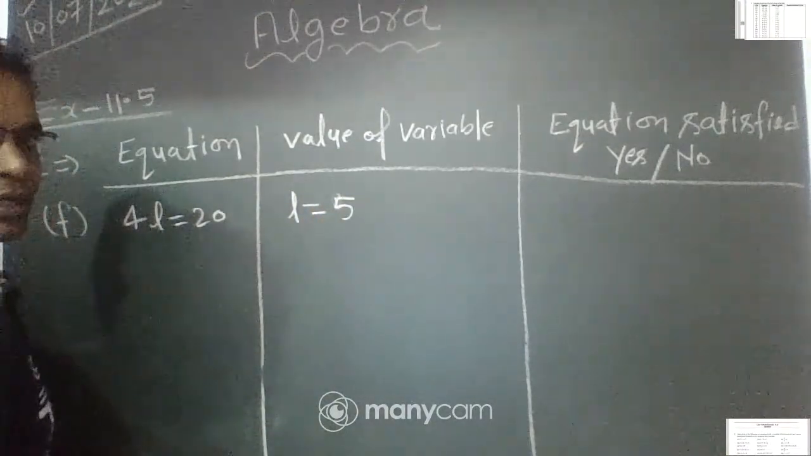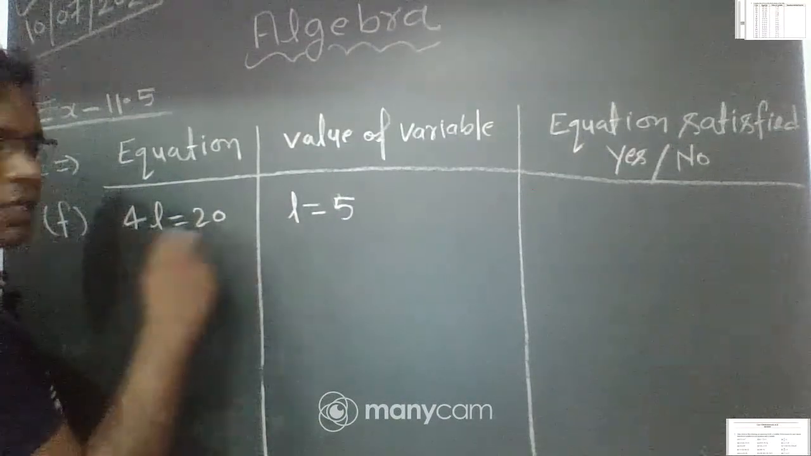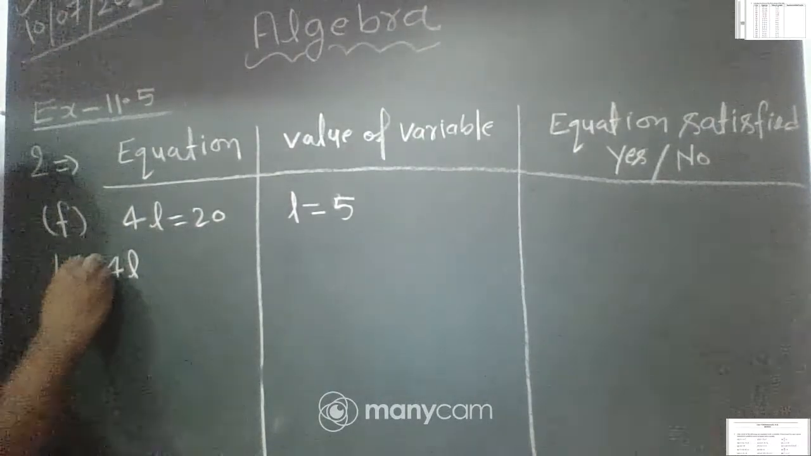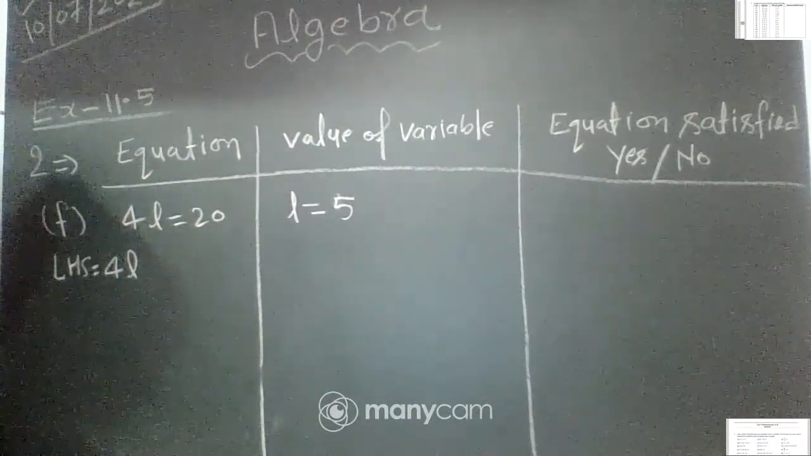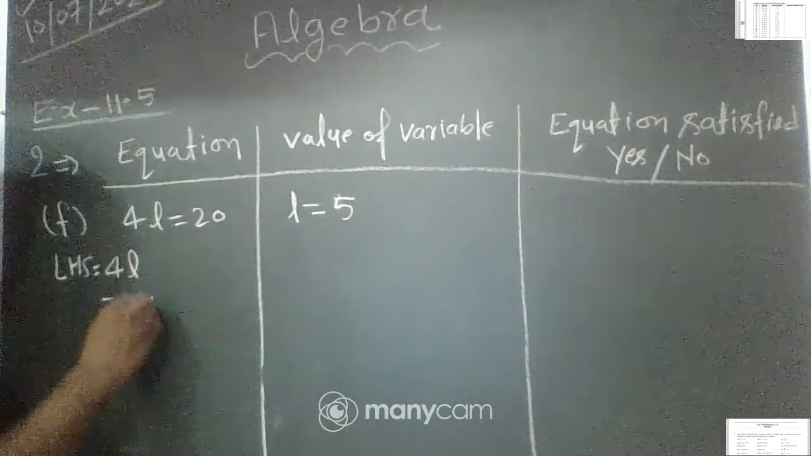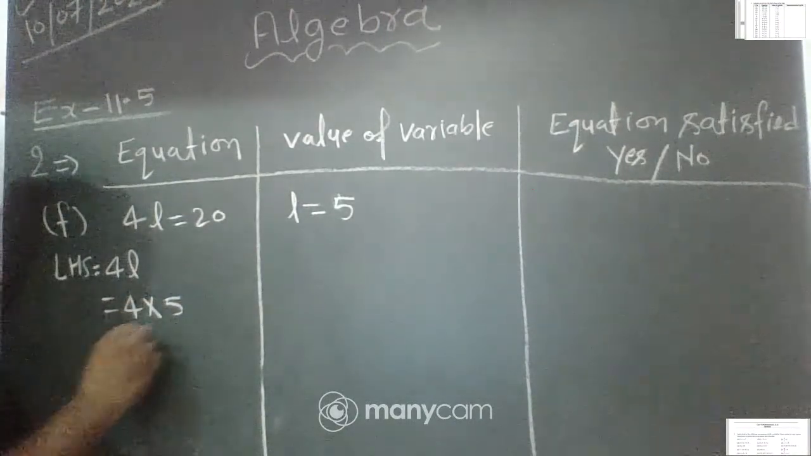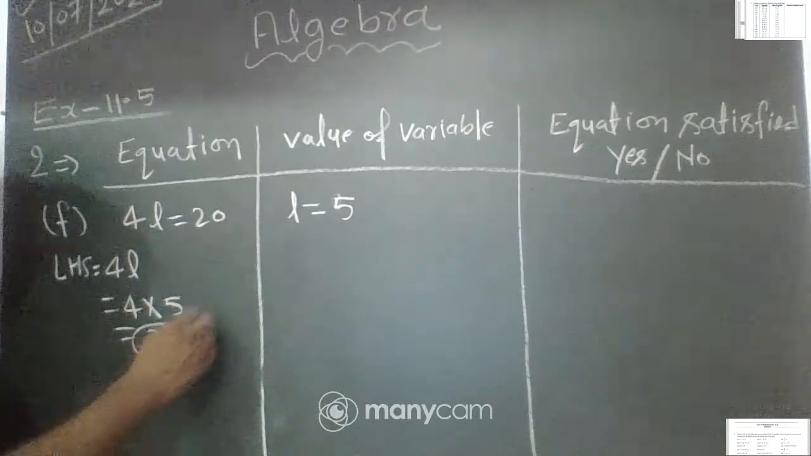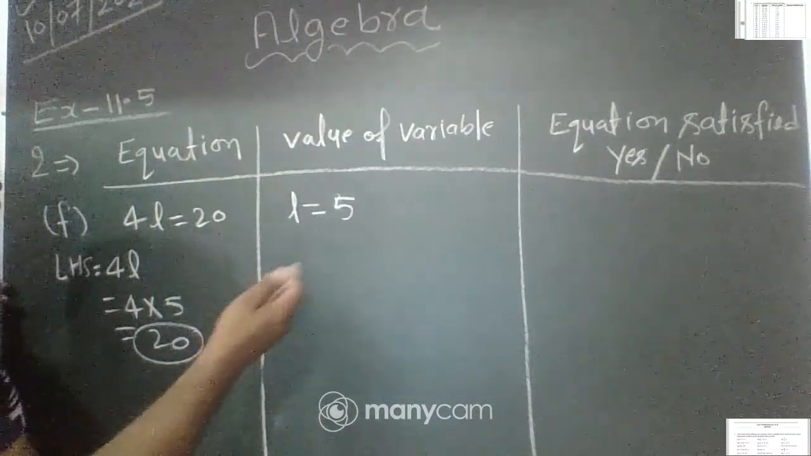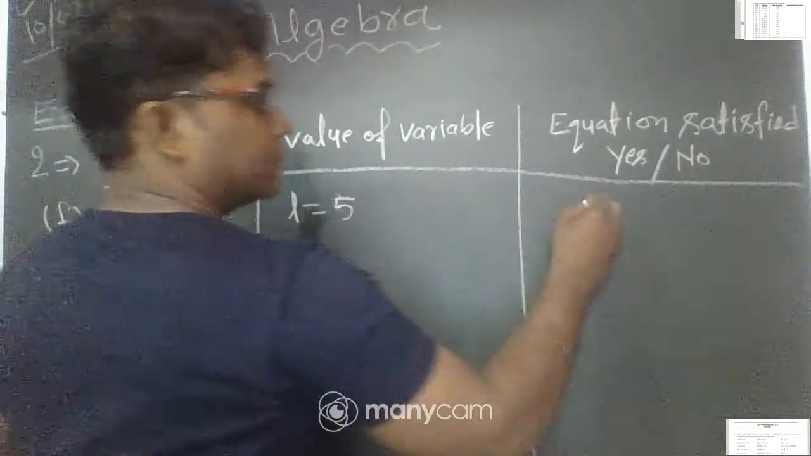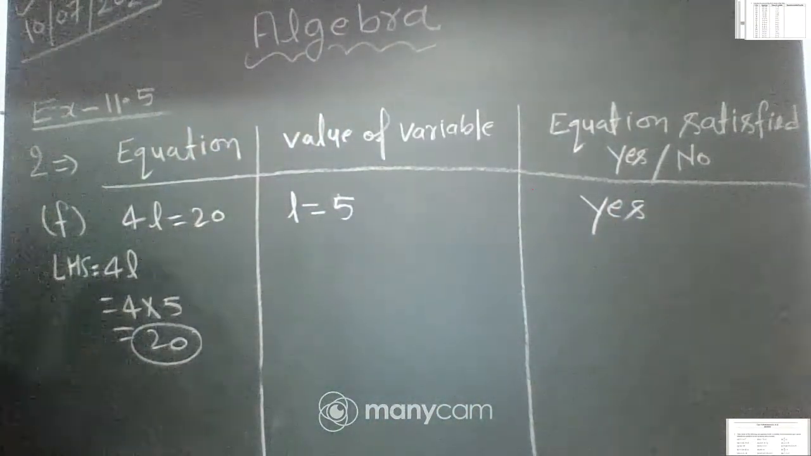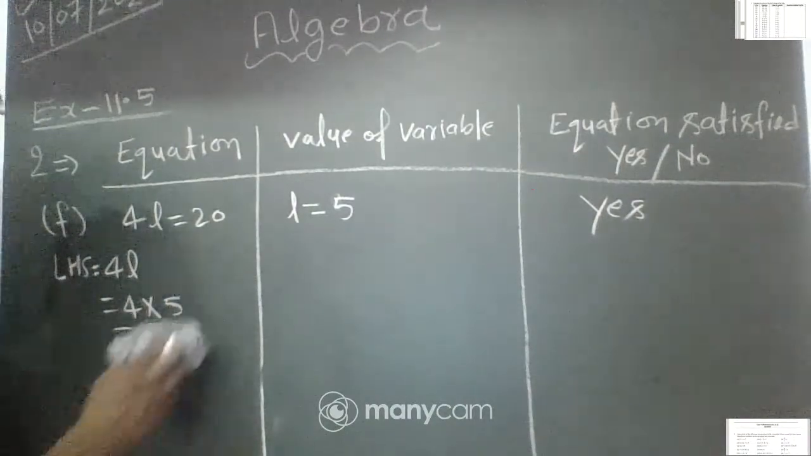Okay, so we take the left hand side here. Left hand side is 4L. This is the left hand side. Okay, this is 4L and the value of L is 5. So we put here 4 into 5. This is equal to 20. So this 20 is equal to this 20. It means that left hand side is equal to right hand side. So the equation is satisfied. So you write here yes. Clear?